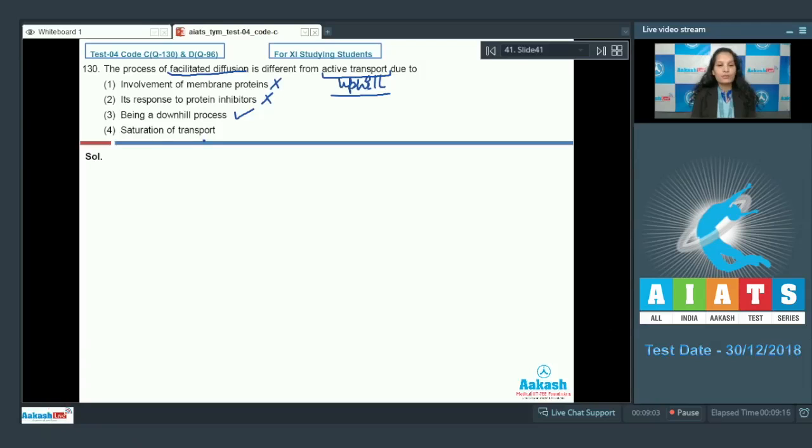Fourth, saturation of transport. Because both involve membrane proteins, there is saturation of transport in both of the transports. So the correct option for the given question is option number 3. Let's move on to the next question.